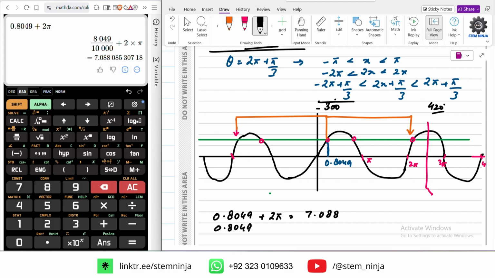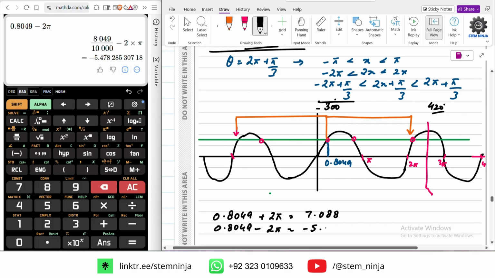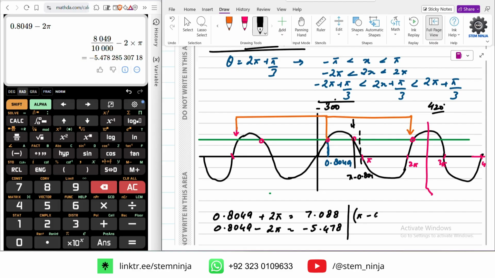0.8049 minus 2 pi. First we are going to collect, then we will make sure what we need. Minus 5.478. Right, okay. So we have gotten these three now. Now we need this one. So you see, this would be pi minus 0.8049. This particular one will also be minus 2 pi, and we will get this one.